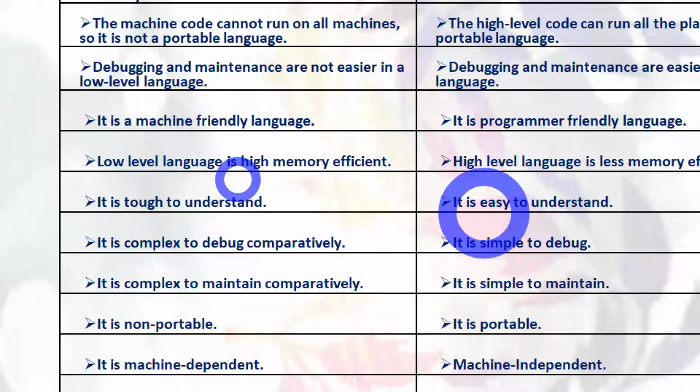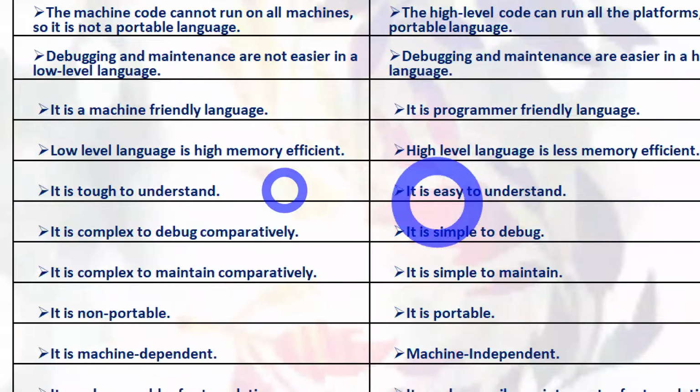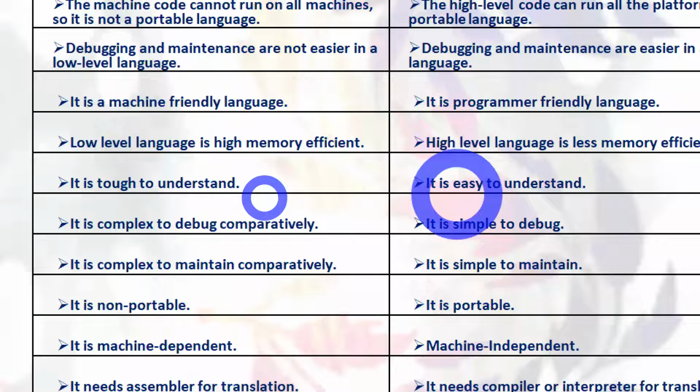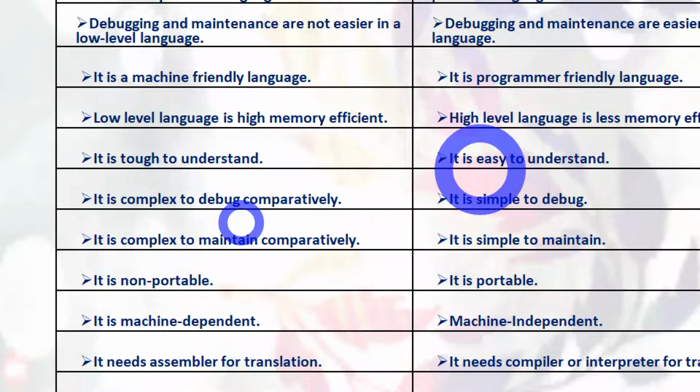Low level language is highly memory efficient, but high level language is less memory efficient. Low level language is tough to understand because the machine completely understands zeros and ones, but the user cannot understand that easily, since it is completely machine level instructions. It is very tough for the programmer or end user to understand. But high level languages are easy to understand because they use the kind of language we generally communicate in, like plain text.